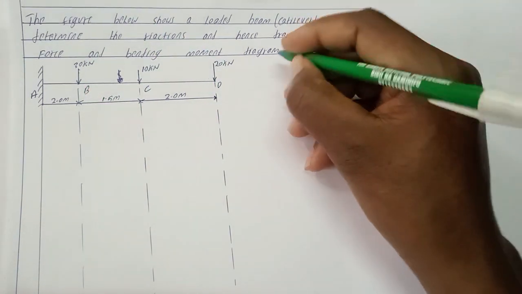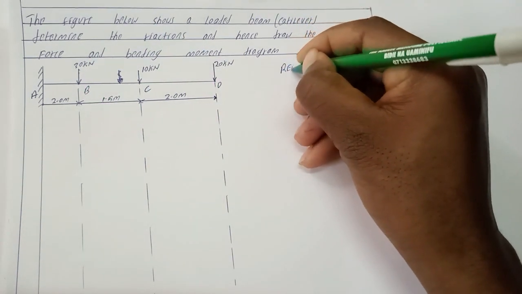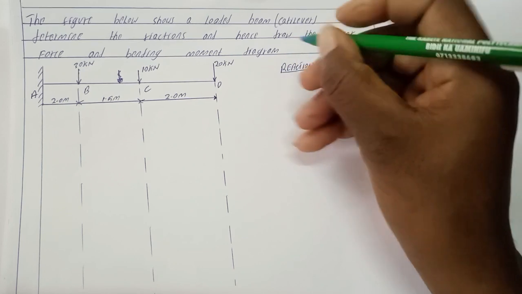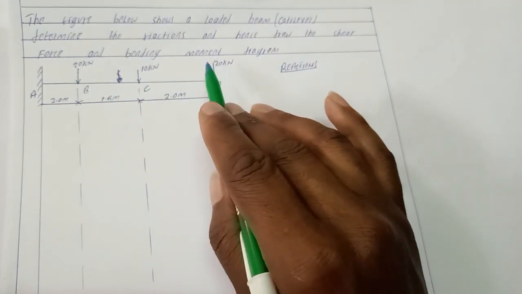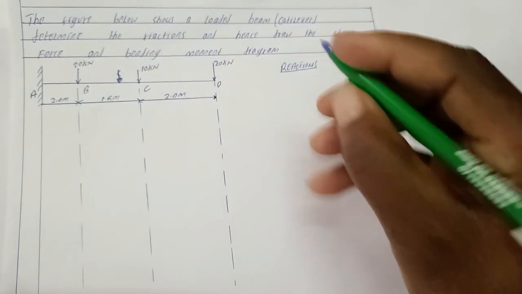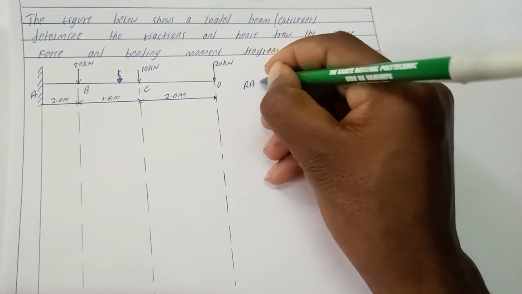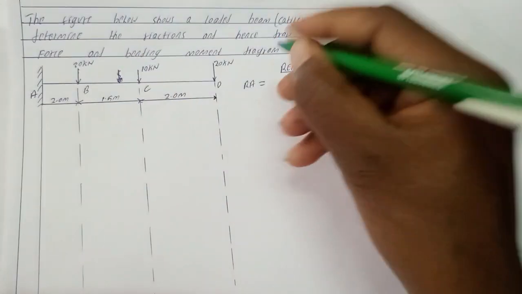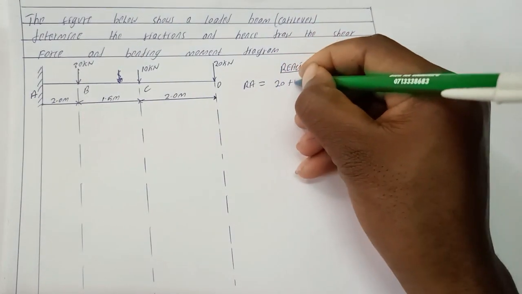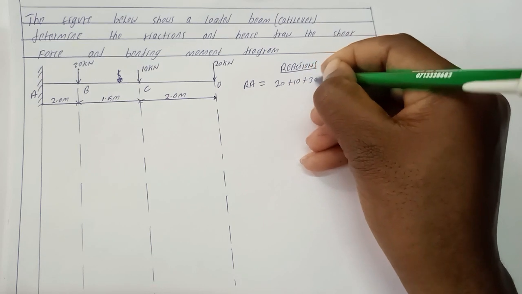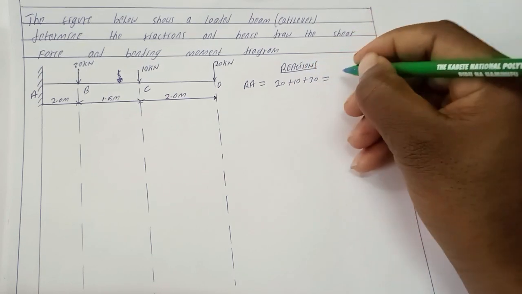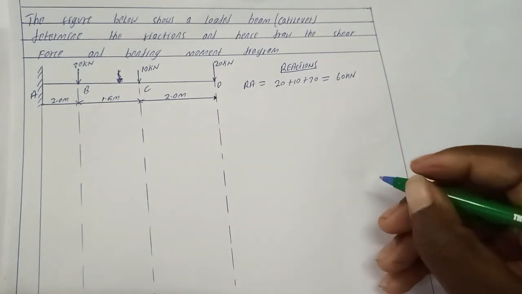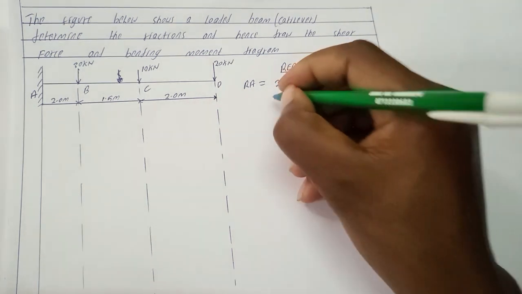So if we are to look for reactions, because they are point loads, we are going to add all the loading. So we have reaction at A equals 20 plus 10 plus 30, which will give us 60 kilonewton. Then with the reactions, we can calculate the shear force.